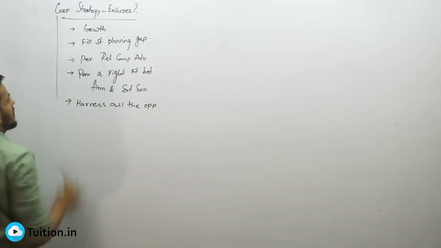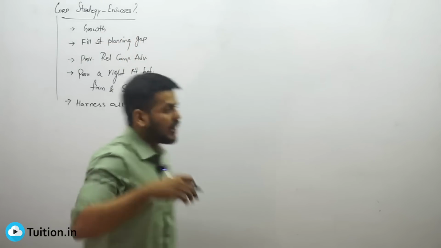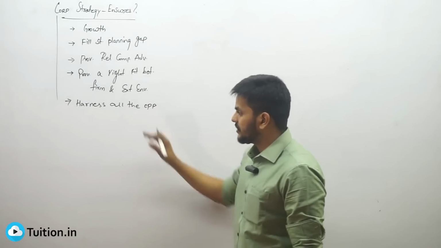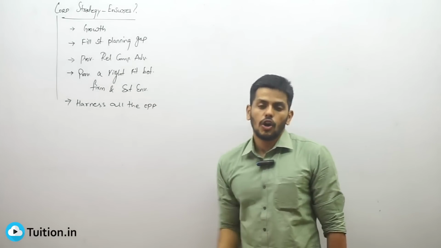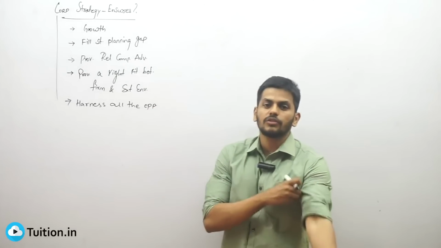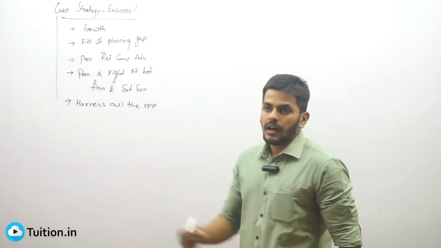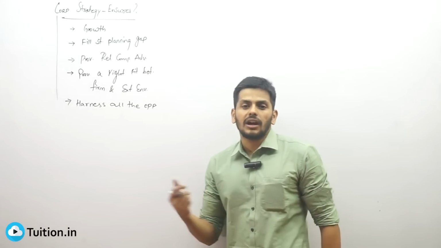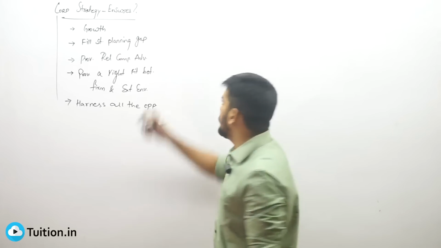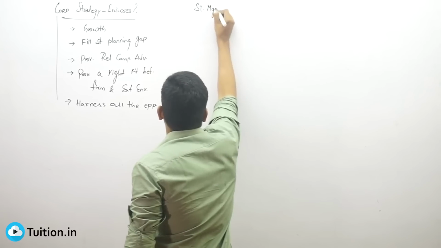So this is what corporate strategy is all about. Corporate strategy ensures growth, fills the strategic planning gap, provides relevant competitive advantages, provides the right fit between firm and external environment, and harnesses all the opportunities. There are some characteristics of corporate strategy which I would also want you to go through once, because that is also kind of important. Moving on, up next, after the concept of corporate strategy comes one of the most important topics in your syllabus, which is the definition of strategic management.